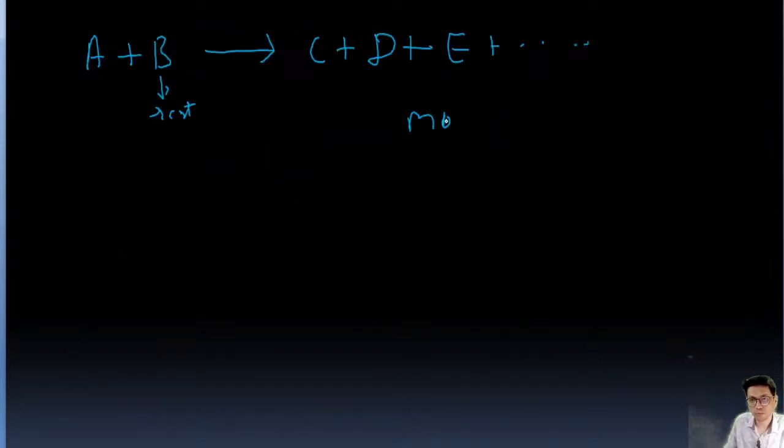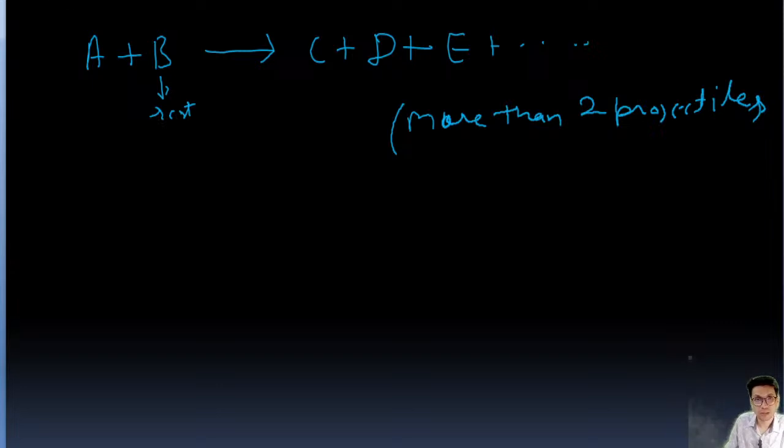Now, more than two projectiles. In that case, the threshold kinetic energy, KTH, is going to be, we need to note down this formula as well.